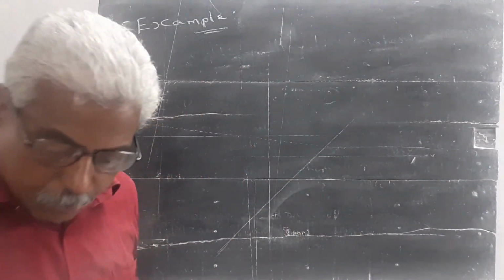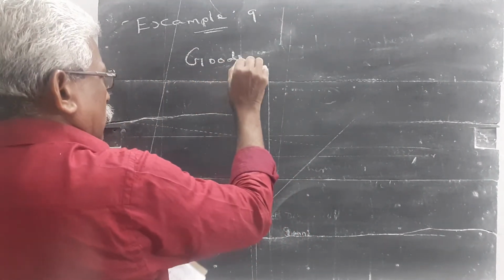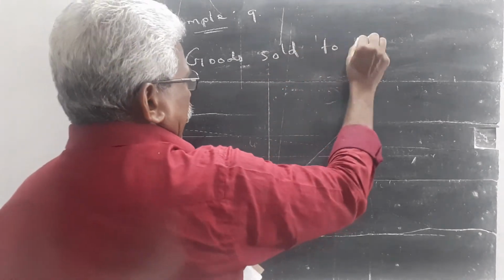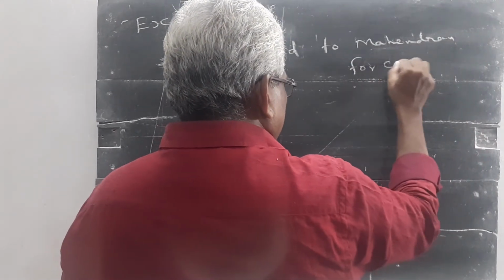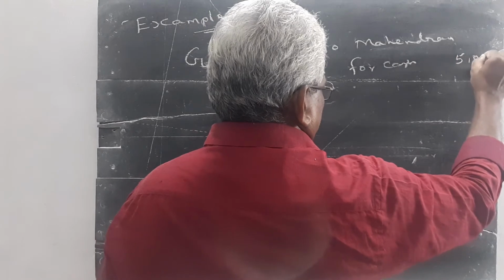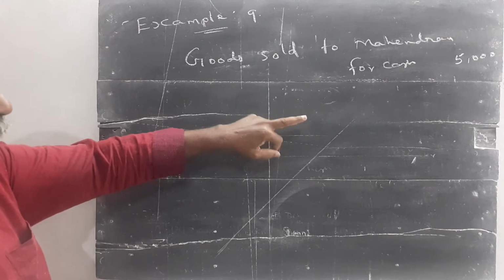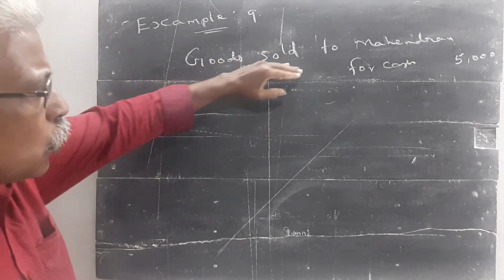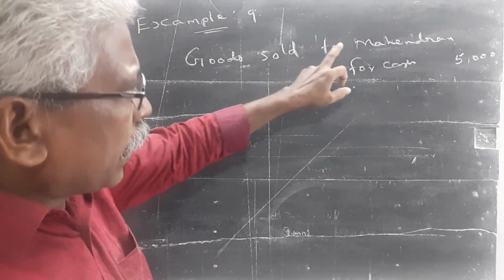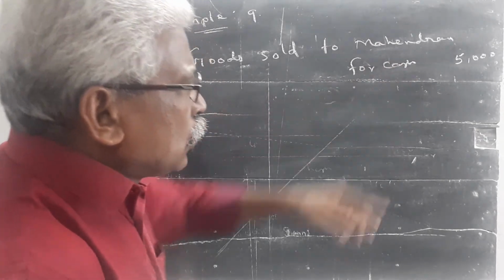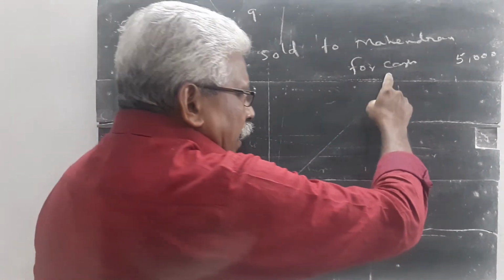Question number 9. Goods sold to Mahendran for cash, rupees 5,000. What is the difference between the previous question and this question? In the previous question, goods sold to Magesh alone is given. Here in this question, goods sold to Mahendran for cash. So it is a cash transaction. The name is given and also the word cash is given.